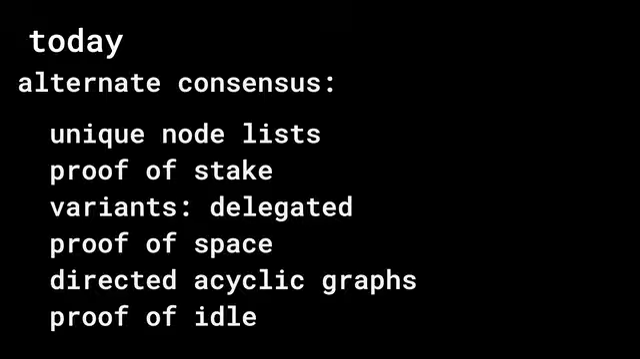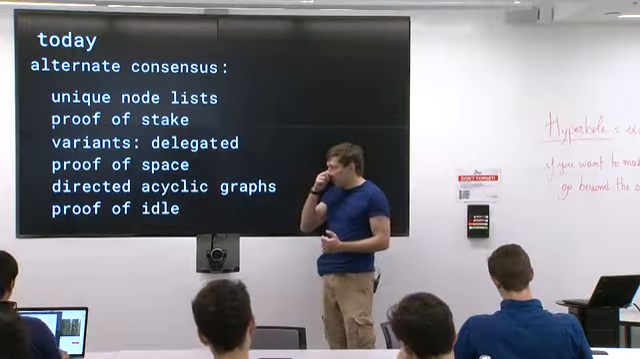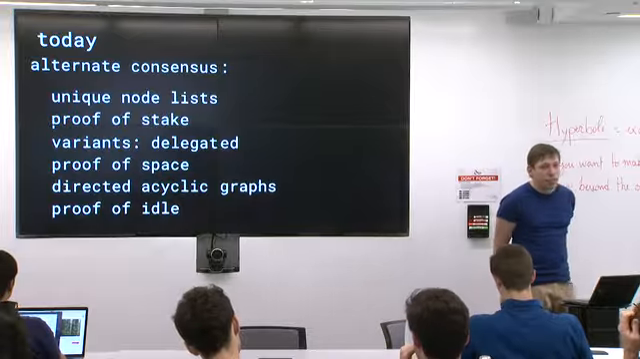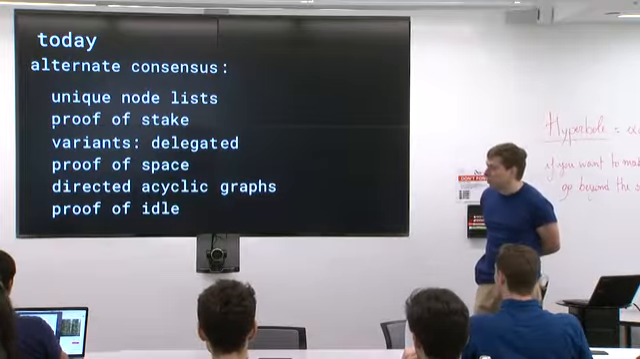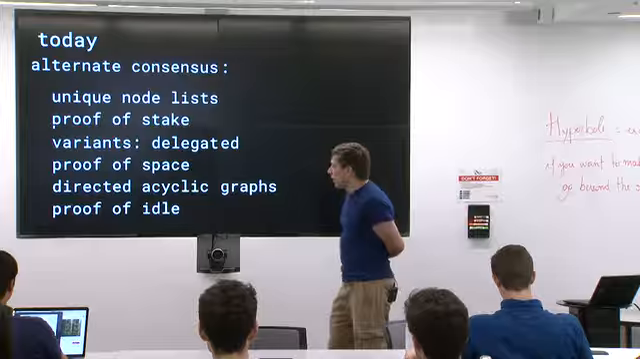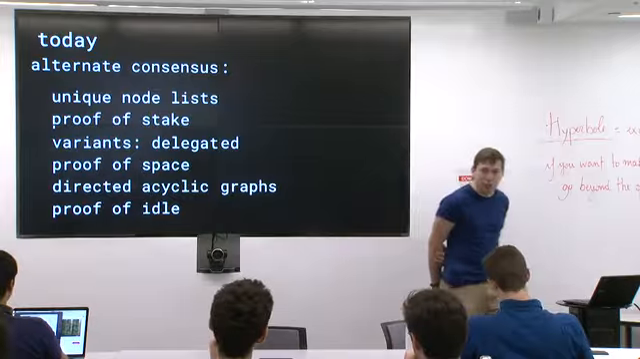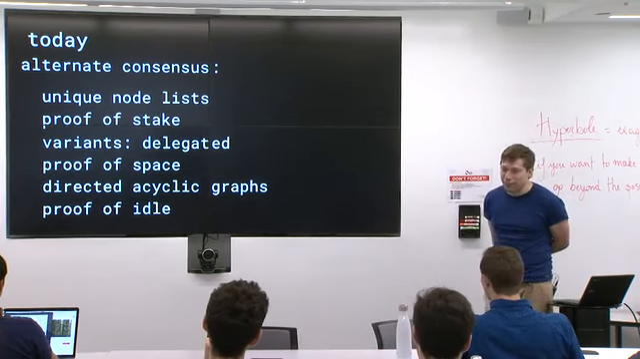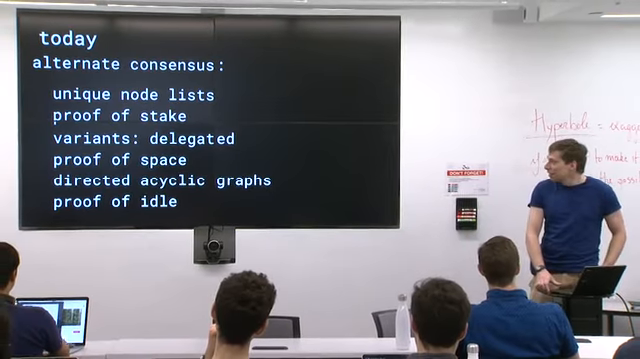Proof of stake is a huge research topic that lots of things fall under. There's lots of variants. One of them I'll talk about is delegated proof of stake. Proof of space is an interesting thing that is basically a form of proof of work that doesn't use CPU as much. There's the idea of directed acyclic graphs, which IOTA is a great example of. And then one that I came up with a few years ago and is kind of fun, proof of idle, which is sort of silly, but some of these others are silly too.